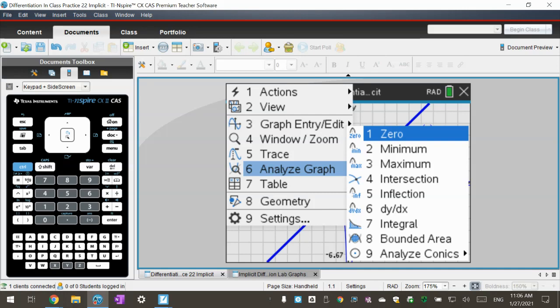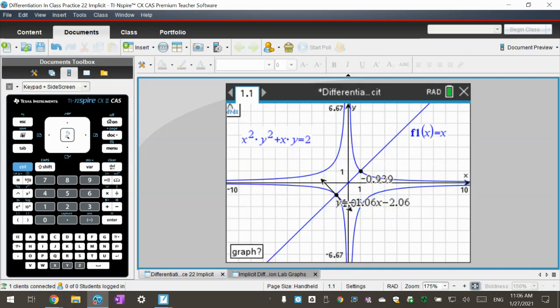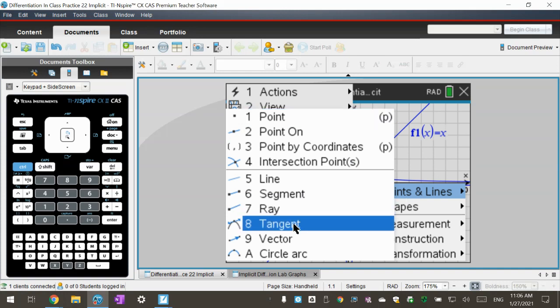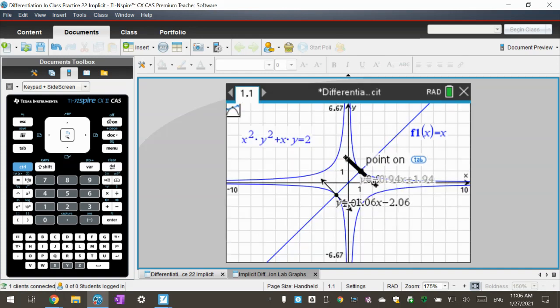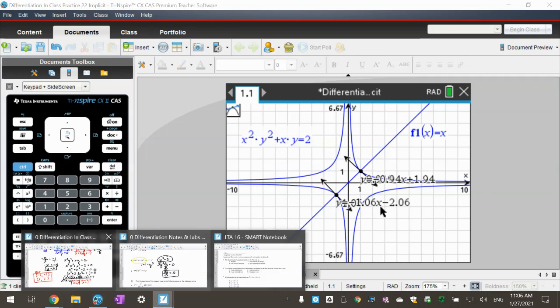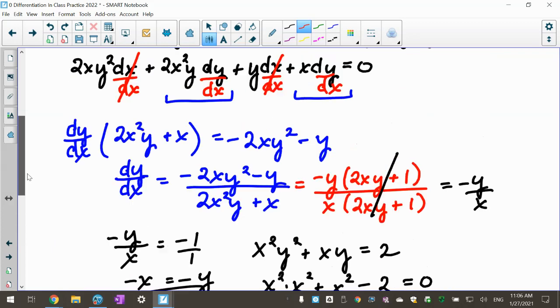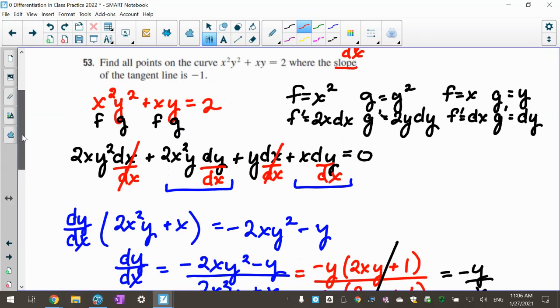I'm going to do it right. Geometry, points and lines, and tangent line. And it's very close to that, but the slope is negative. So I hope this video helps. I just enjoy doing implicit differentiation. I think it's a lot of fun, and this will help you when we do related rates later on.